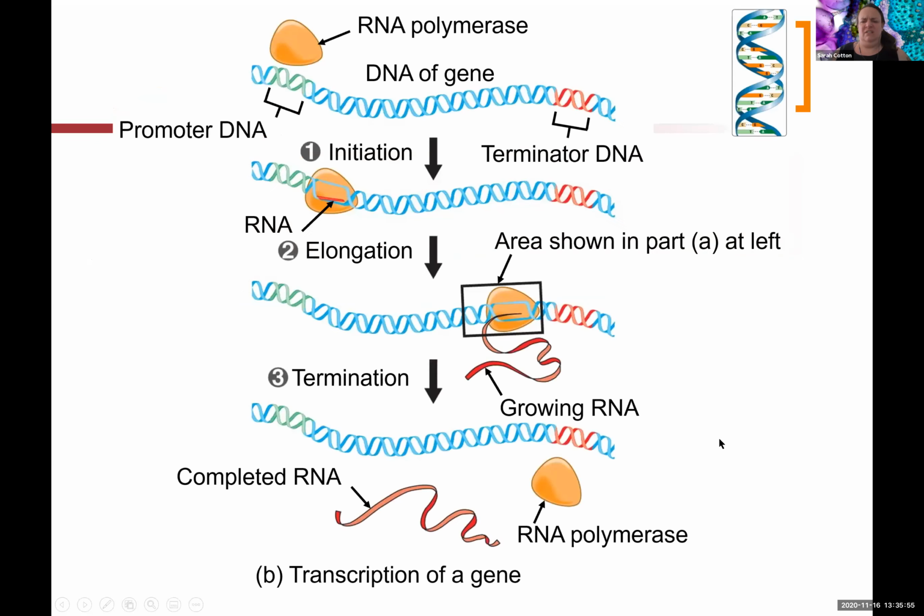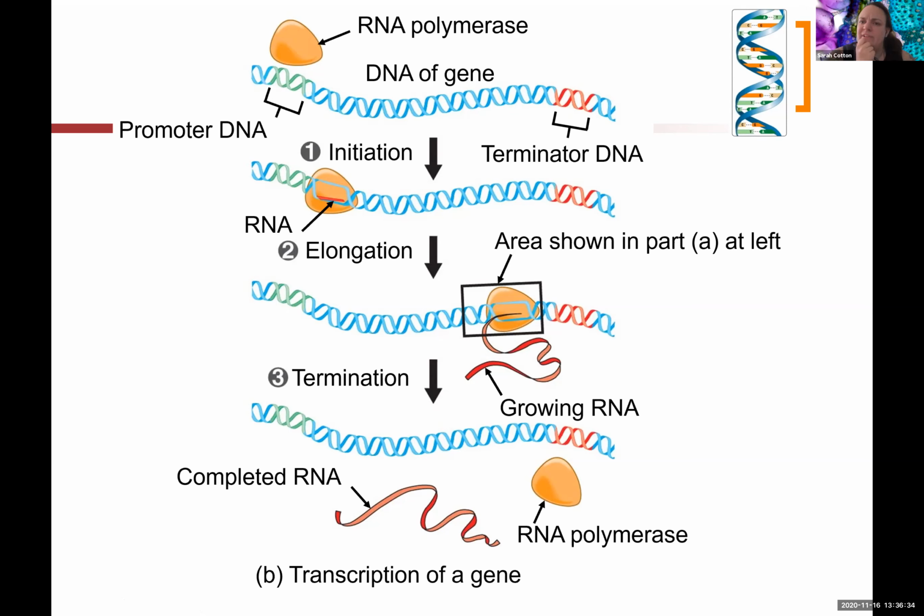Okay. All right. So transcription. Here's a picture of transcription. Now, I don't really care if you know the names of the steps. So initiation, elongation, termination. Basically, it starts, it goes, it stops. That's all that means. Okay. Ooh, there's an orange blob. So the blue double helix that has kind of a green area and a red area, that represents our DNA. And this is the DNA of some gene, a segment of DNA on a chromosome. And this orange blob represents something called RNA polymerase.